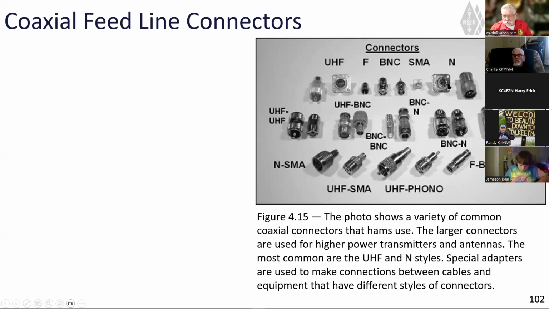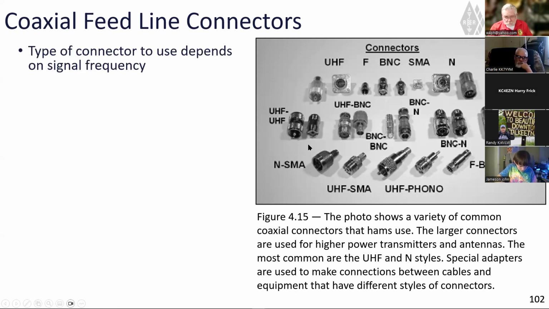N connectors are used at higher frequencies like 450 and above. It's quite common, or maybe down to 450, our 420 to 450 megahertz ham band. They refer to it as 450 because it is a round number. And a UHF connector is not necessarily the best for UHF signals. That's just because they were named at a much earlier time.